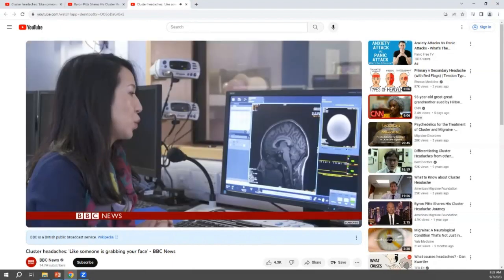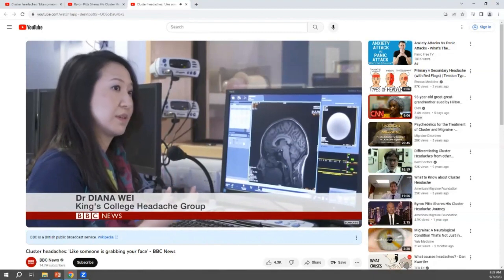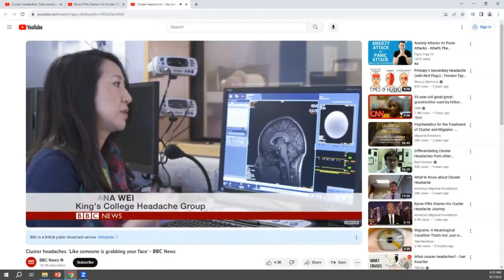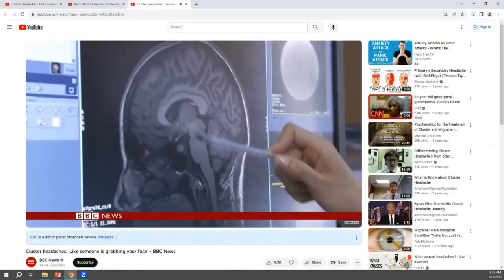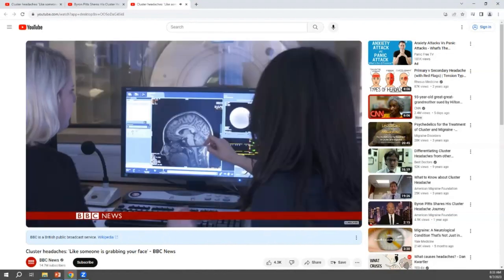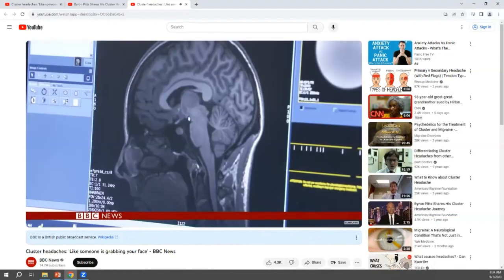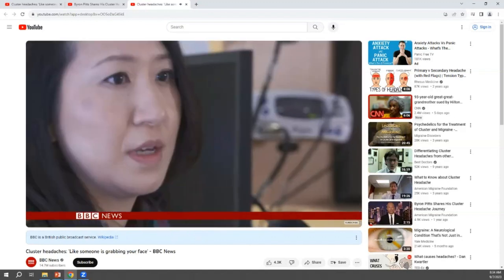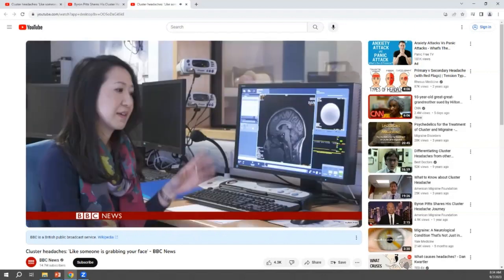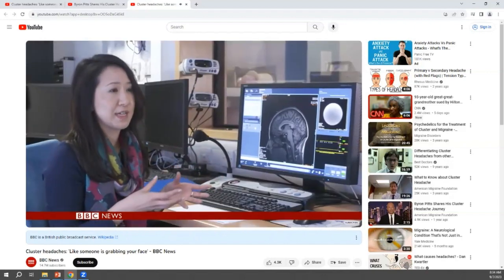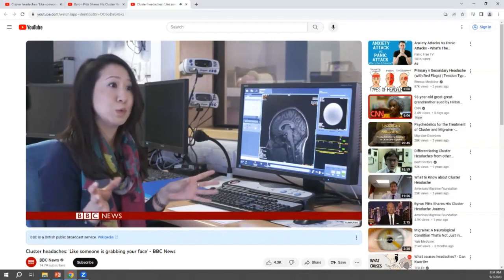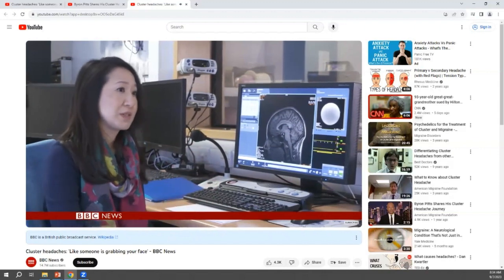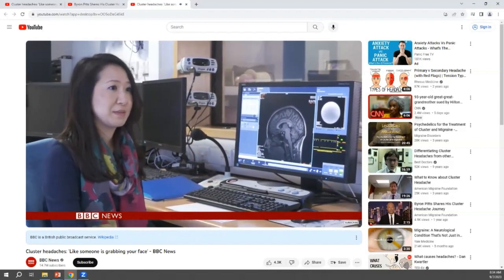So we're looking to see what happens in the brain during the attacks compared to when there is no attack. Around 40 sufferers will have their brains scanned. This is the posterior hypothalamus, and it's also known as the internal body clock. We think that is linked with the cluster headache attacks. They tend to have more cluster attacks around spring and autumn. We don't quite understand the reason behind that.